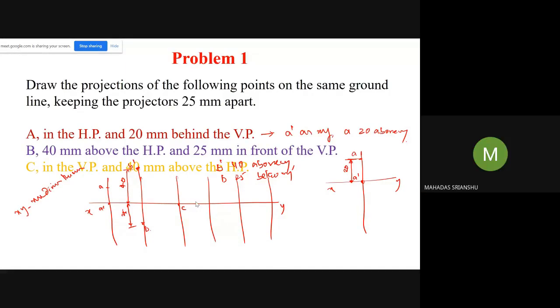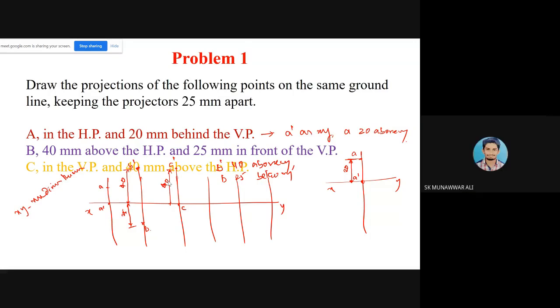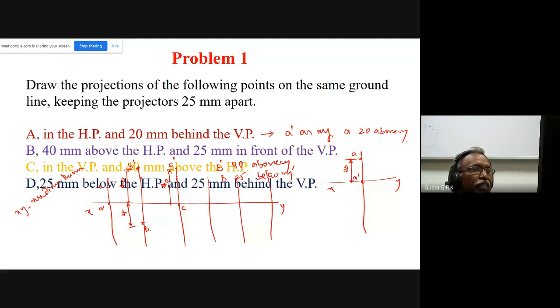Front view above, sorry, front view below C, XY. C dash 40 below XY. C dash 40 above XY. Right? Like this. Am I right? Yes. Okay, then point D.